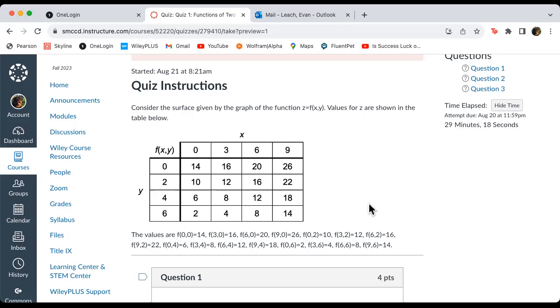What we see here is that in this quiz, we had a constant rate of change in the y direction. We have 26 minus 4 is 22, minus 4 is 18, minus 4 is 14. So we had a constant rate of change in the y direction.